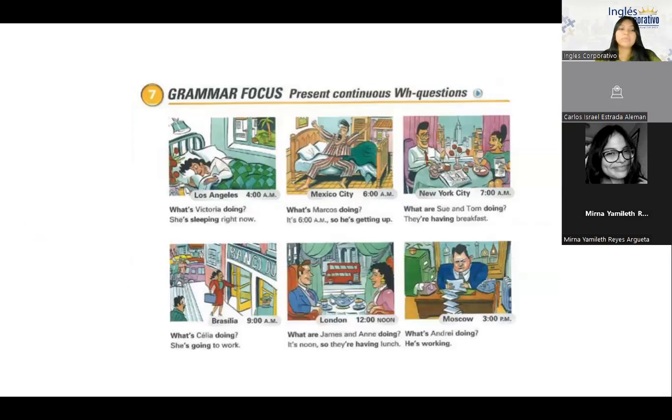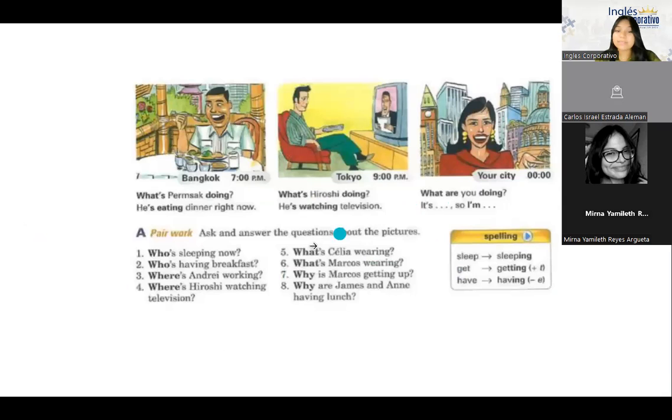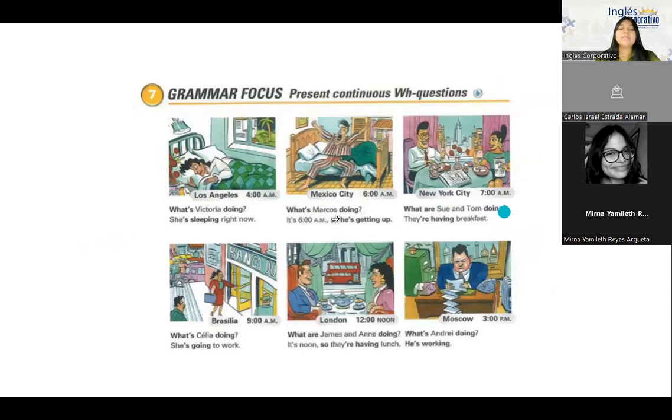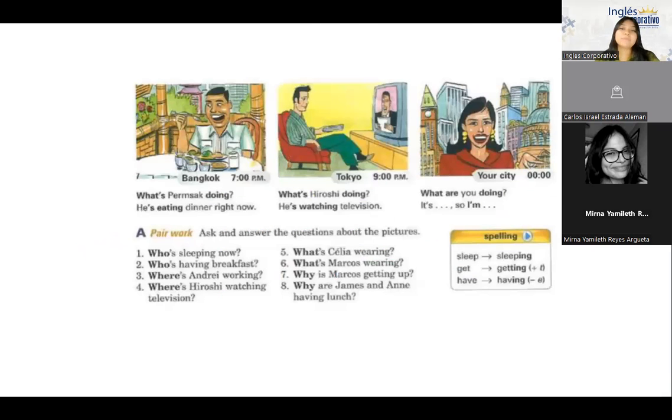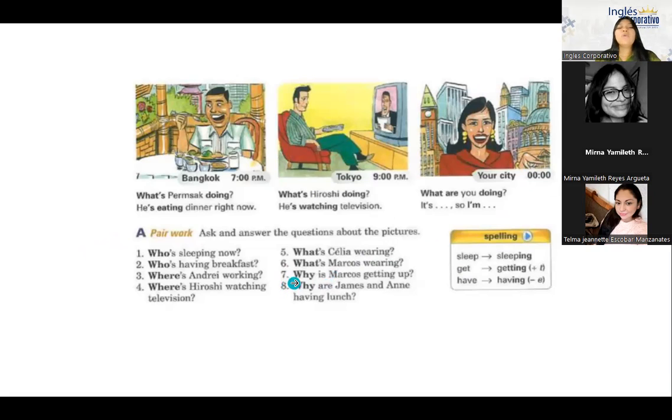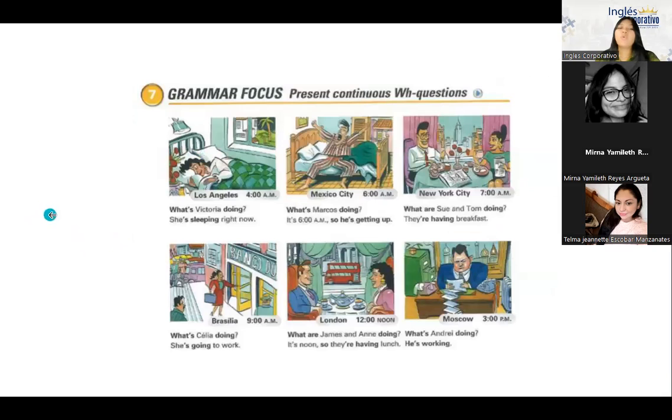A suit. Red suit. Excellent. A red suit. ¿Qué más? What else? High heels. And high heels, very good. Now, number six. What's Marcos wearing? Pajamas. He's wearing pajamas. Yes, pajamas. All right. And why is Marcos getting up? Why?